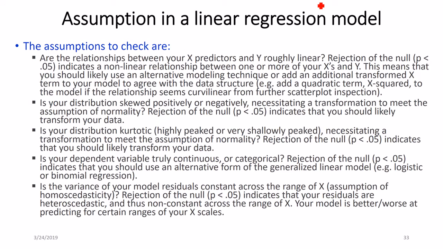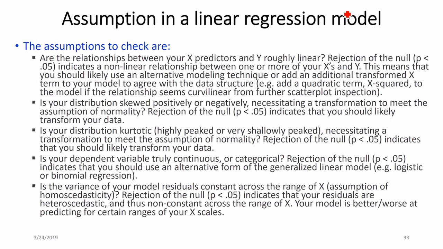When building a linear regression model, there are 5 assumptions to check. The first assumption is that the relationship between the X predictors and Y are linear. If they are not linear, meaning a rejection of the null hypothesis, we would probably need to add an additional transformed X term to the model. For example, a quadratic term.